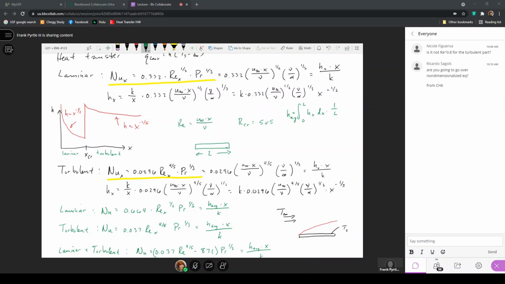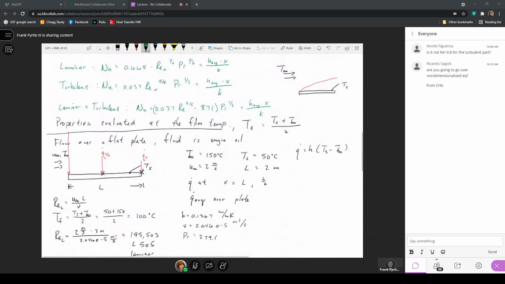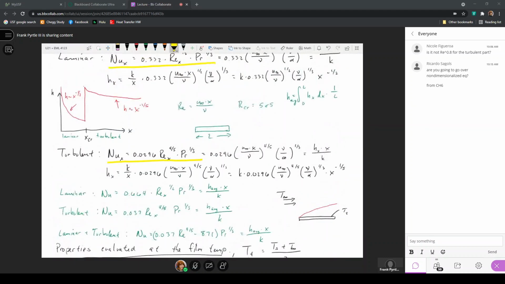Thus, for the expression of the local Nusselt number for the laminar region, 0.332 Re to the 1/2 Pr to the 1/3, the average value for the Nusselt number in the laminar region is 0.664. It's just twice the value. So if I evaluate the local Nusselt number at the trailing edge, it'll be half the value of the average, or vice versa. The average value will be twice the value evaluated at the trailing edge.